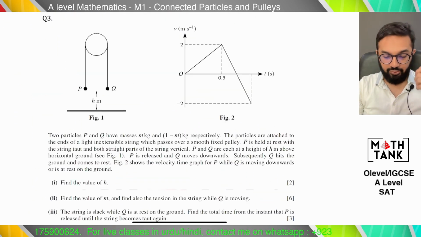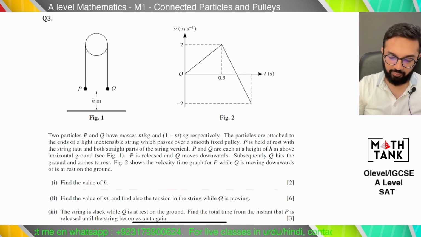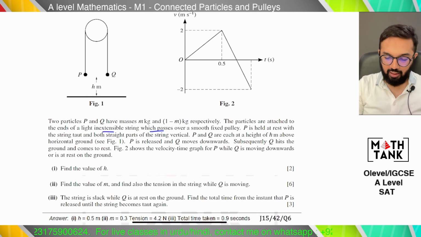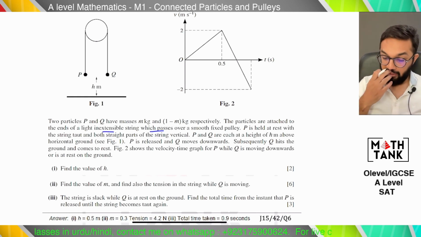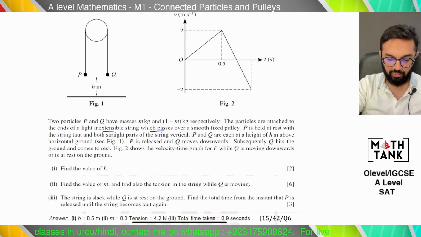Okay, moving on to question number 3. It says two particles P and Q have masses m kgs and 1 minus m kgs respectively. The particles are attached to the ends of a light inextensible string which passes over a smooth fixed pulley. P is held at rest with the string taut and both parts vertical. P and Q are at a height of h meters above the ground. P is released from rest, and Q moves downwards. Subsequently, Q hits the ground and comes to rest. So we know that Q has to be heavier because it's moving down. Figure 2 shows the velocity time graph for P while Q is moving downwards or is at rest on the ground.